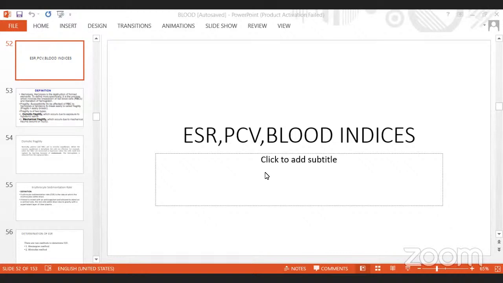Good morning. So let's start with the remaining topics of blood. That is, first let's see about the ESR, PCV, and blood indices. ESR means erythrocyte sedimentation rate. PCV means packed cell volume, and all the other blood indices.